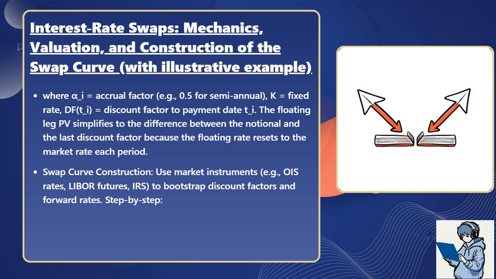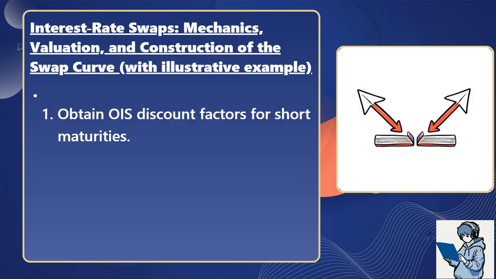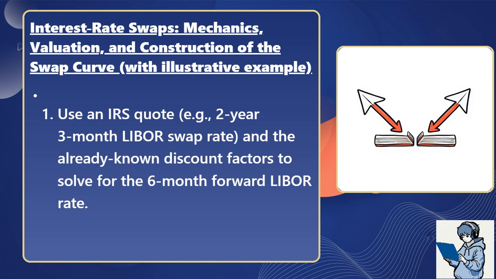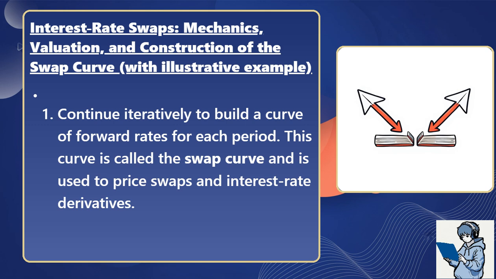Swap curve construction: use market instruments, for example OIS rates, LIBOR futures, and IRS to bootstrap discount factors and forward rates step by step. Step 1. Obtain OIS discount factors for short maturities. Step 2. Use an IRS quote, for example the 2-year 3-month LIBOR swap rate, and the already known discount factors to solve for the 6-month forward LIBOR rate. Step 3. Continue iteratively to build a curve of forward rates for each period. This curve is called the swap curve and is used to price swaps and interest rate derivatives.